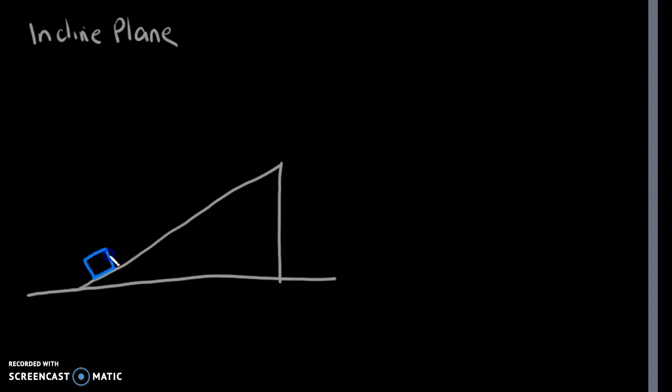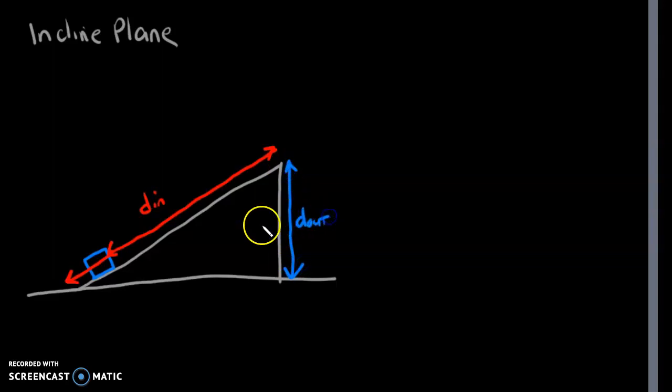Now, the direction I need to move it is all the way up the ramp. So this is going to be my distance in. My input distance is the distance I move it along the ramp. Now, I guess in reality I should probably make it the whole length of the ramp. I have to start from the ground and I'm pushing it up this way. My output distance is the height I need the object to go. This is going to be my distance out.